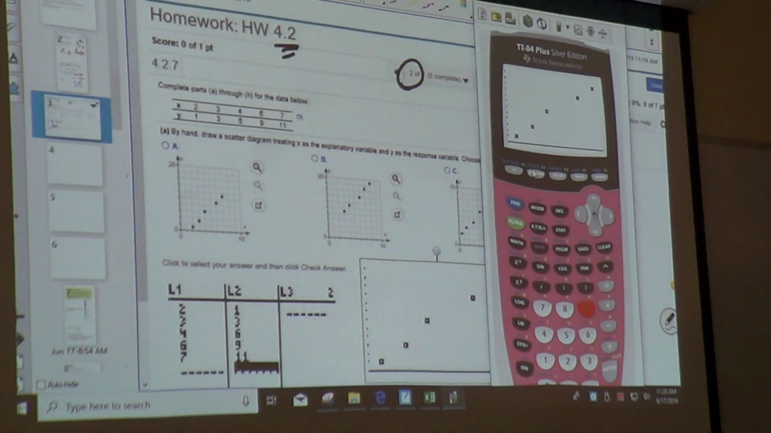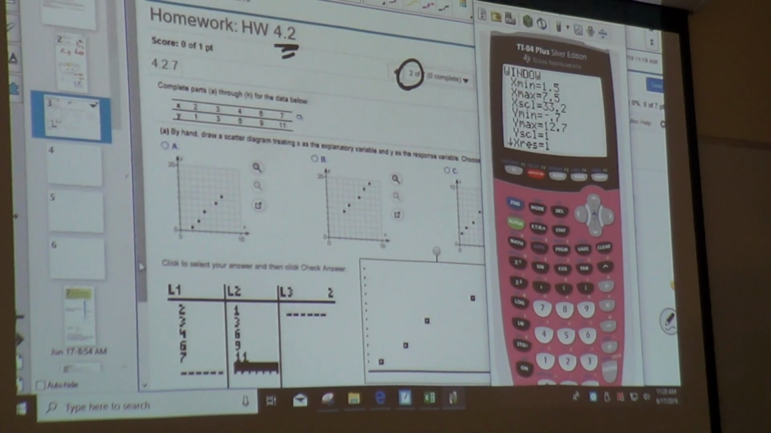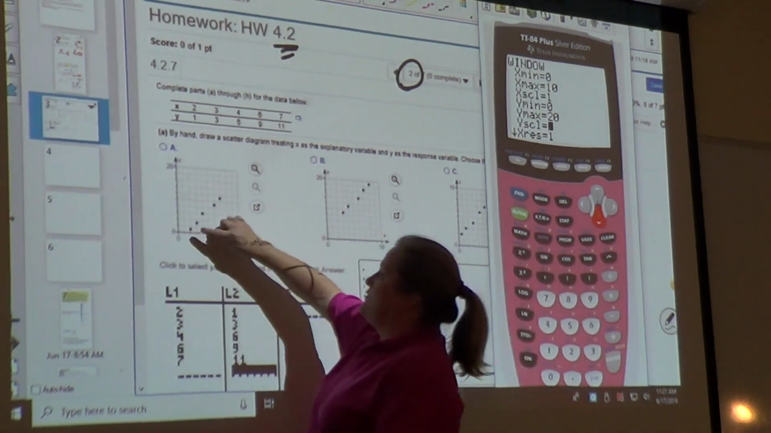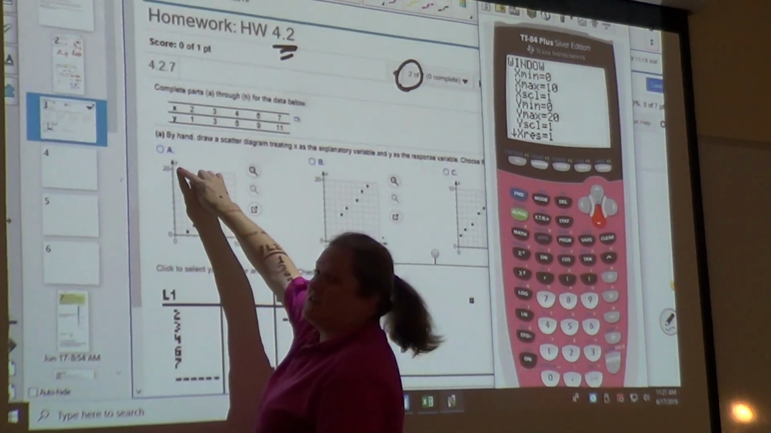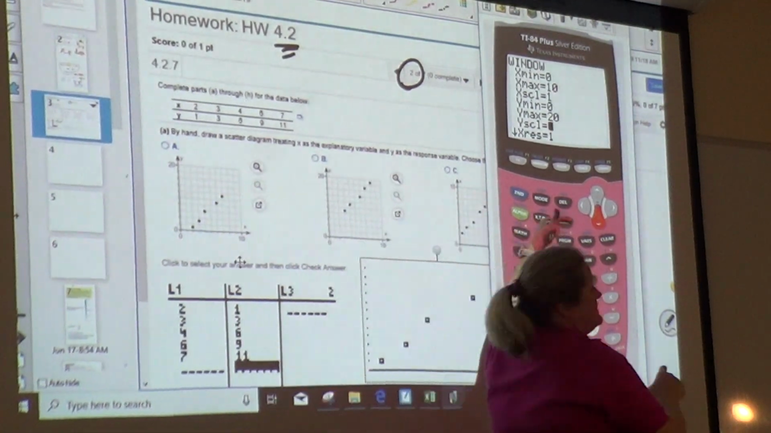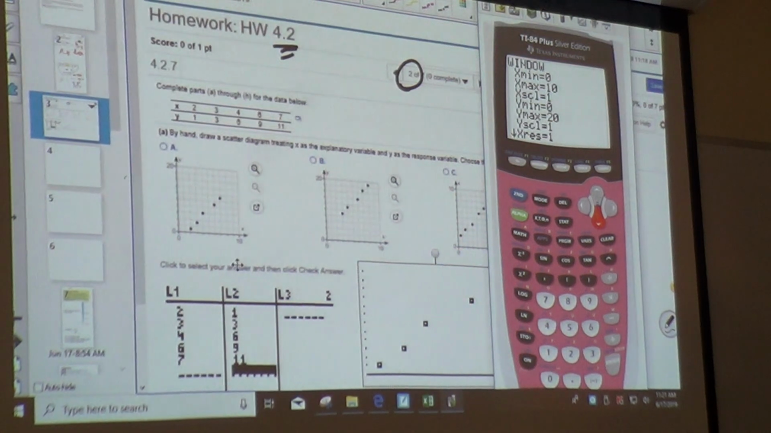So I go to my window button. My x-axis is from 0 to 10, counting by ones. My y goes from 0 to what, and what am I counting by? 0 to 20, and what am I counting by? What is each one of those tick marks? 2. Is it 1, 2, 3, 4, 5, 6, 7, 8, 9? It's going to be 2, 4, 6, 8, 10, 12, 14. Y'all with me? So I'm going to be 0 to 20, and I'm counting by 2s.